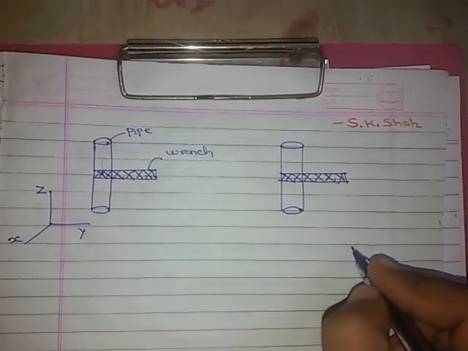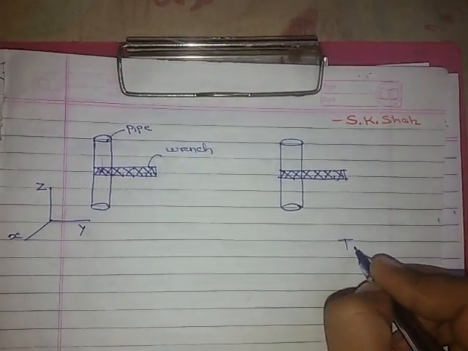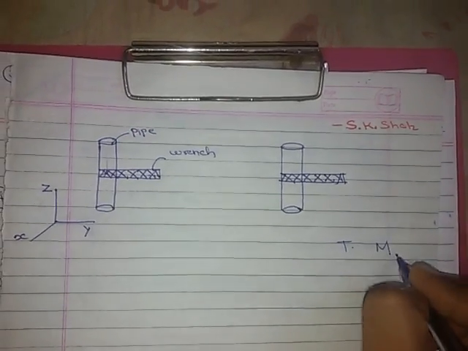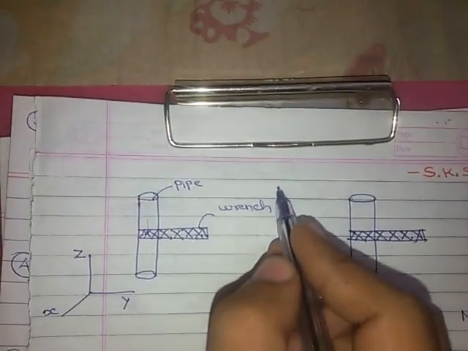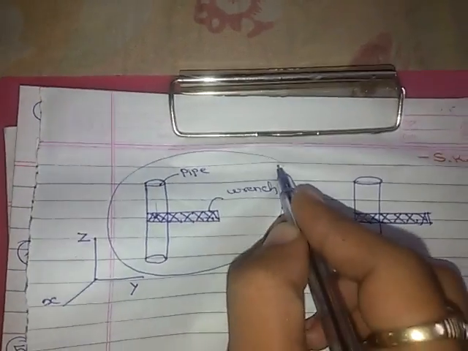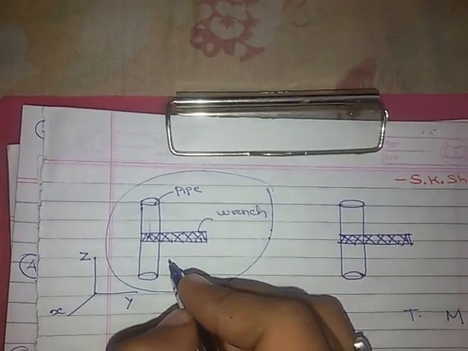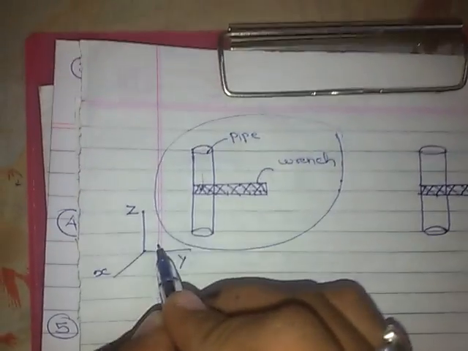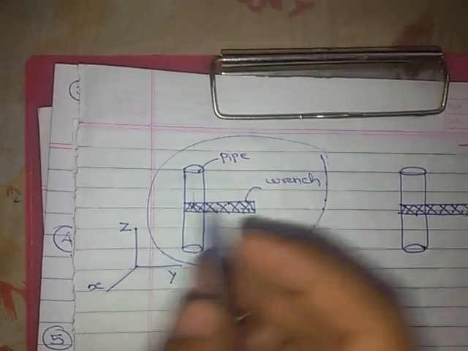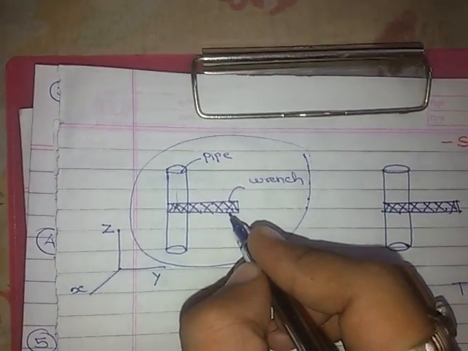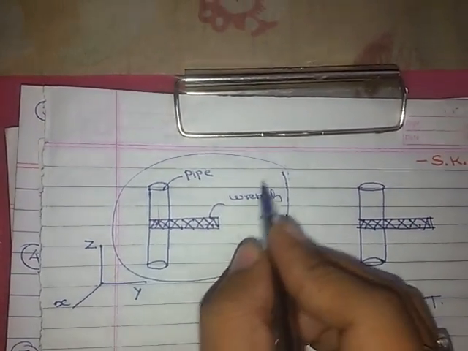As discussed in the earlier video, today I will explain the difference between torque and moment. Now we are already familiar with this case of pipe and a wrench. Now I am applying a force. This is the axis which I have taken, x-axis, y-axis and z-axis. Now let me explain in brief what is this arrangement.